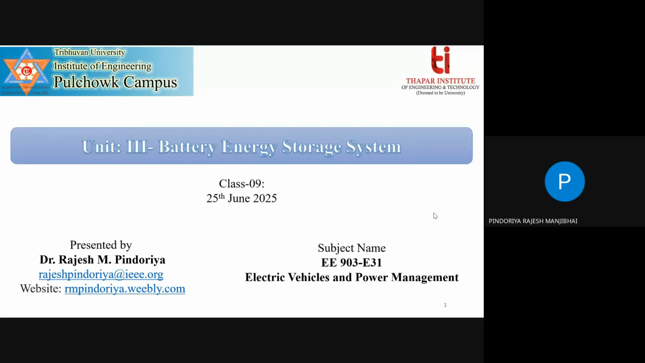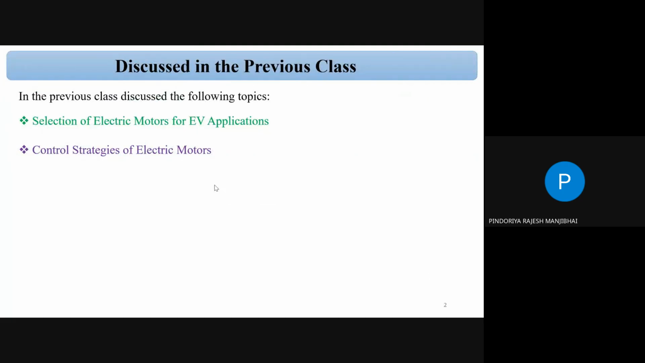Today we are going to start the third unit, that is the battery energy storage system, class number 9. We already completed the two units. The first unit was the fundamentals of electric vehicles, and the second unit was control of the motors.